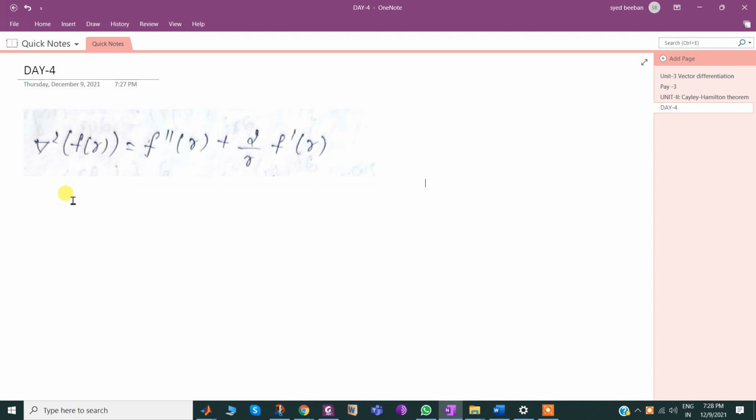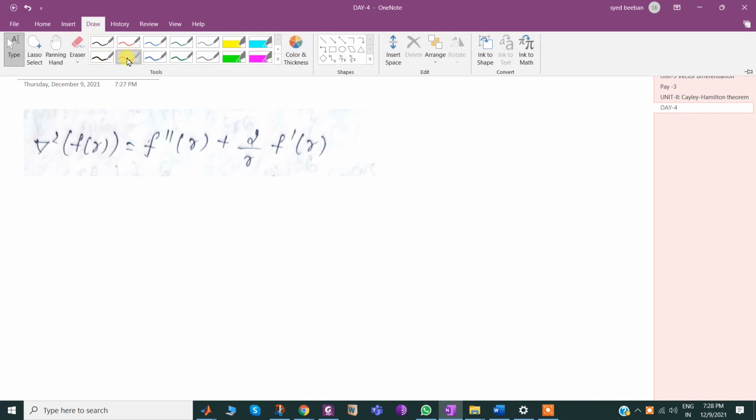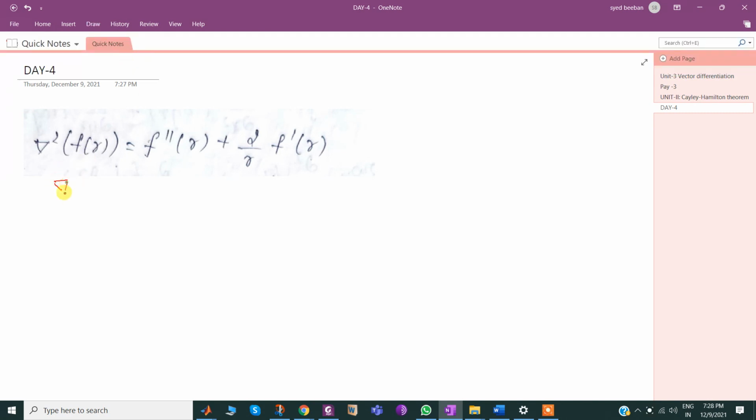Now here, del square f of r. So del square means, as we already know, del dot del, which is equal to dou square by dou x square plus dou square by dou y square plus dou square by dou z square.